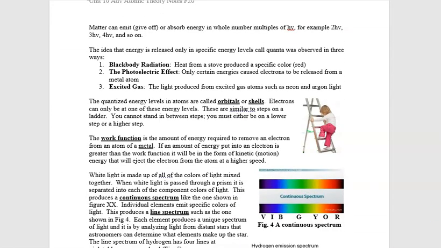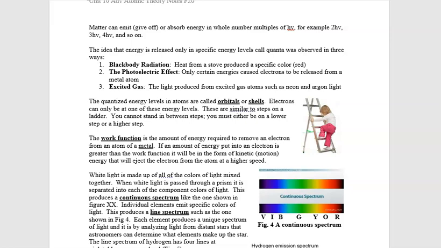So matter can emit, that means give off, or absorb energy in whole number multiples of h nu, of Planck's constant. So it could be 2h nu, 3h nu, 4h nu, and so on. The idea that energy is released only in specific energy levels called quanta was observed in 3 ways. One is called blackbody radiation. Heat from a stove produced a specific color, red. That's something that Max Planck noticed himself, that only one color comes out of a stove.